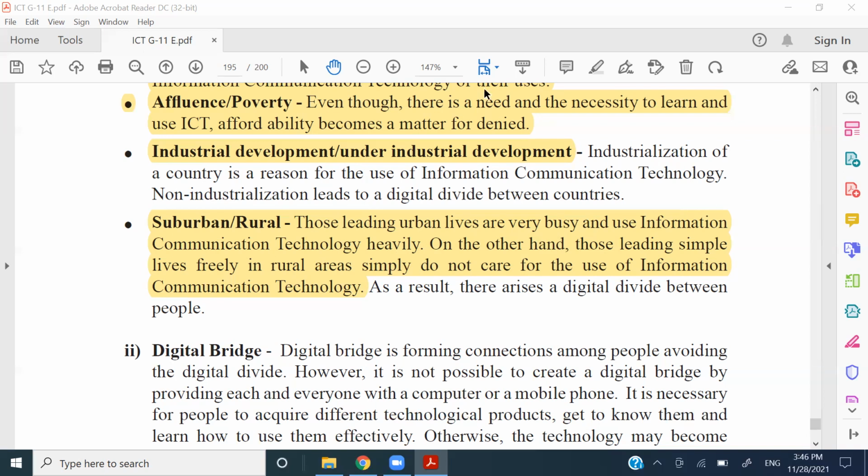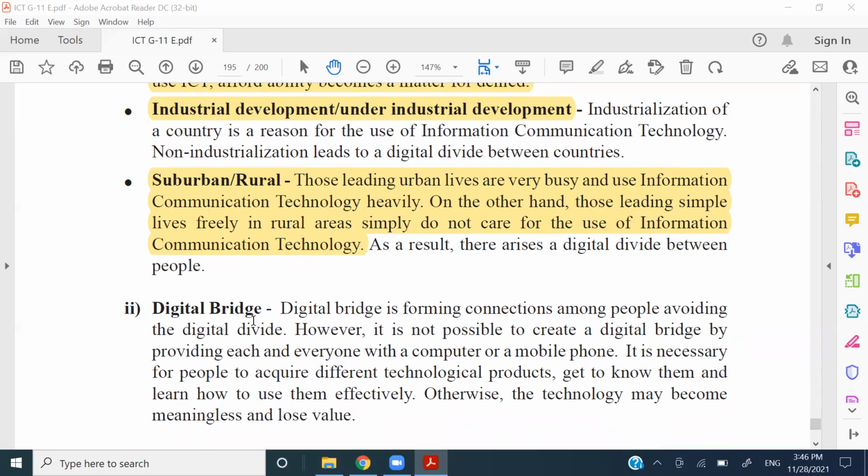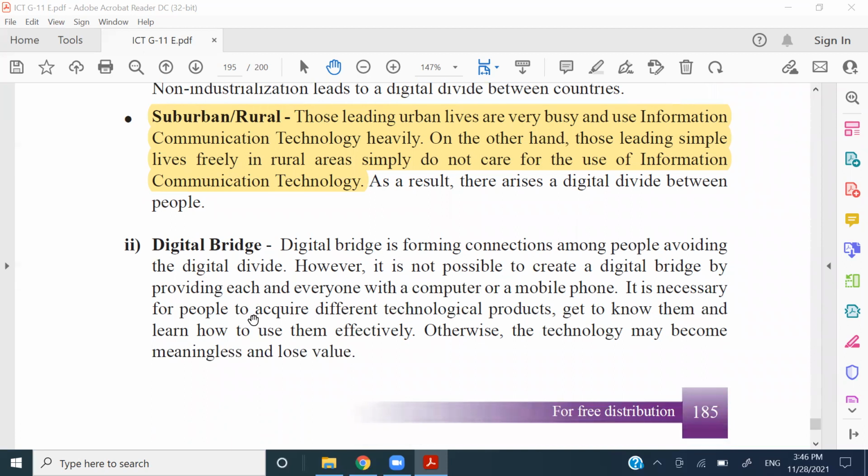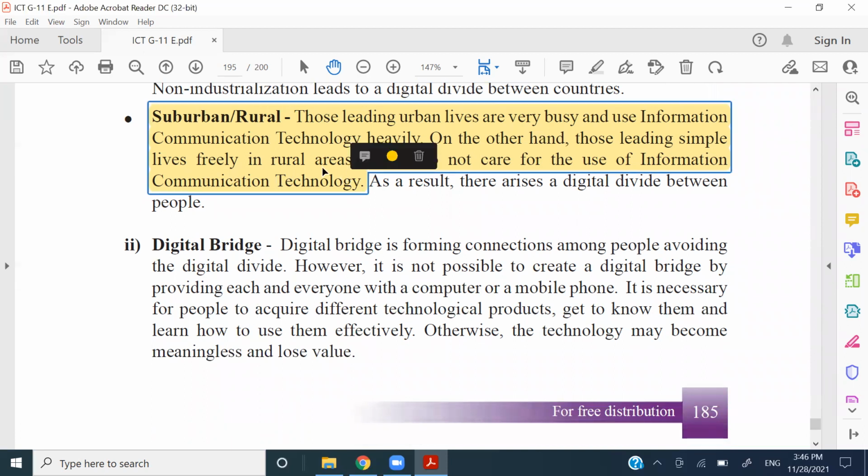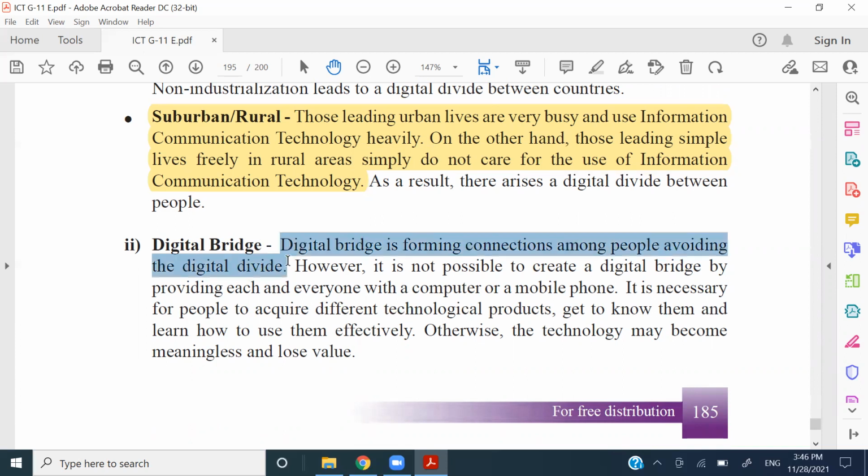All right, so let's go like this regarding the digital bridge. After the suburban rural topic, you have to go like this. You can have this first line, just don't mark it as number 2. After this, put 2 stars and write: Digital bridge is forming connection among the people, avoiding the digital divide.